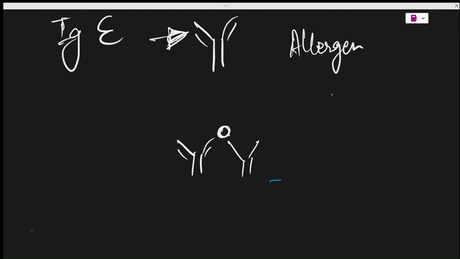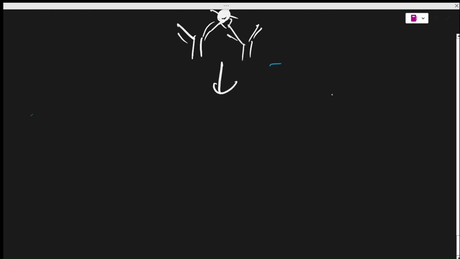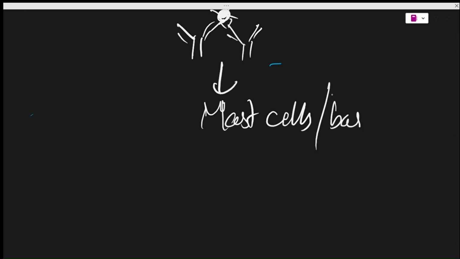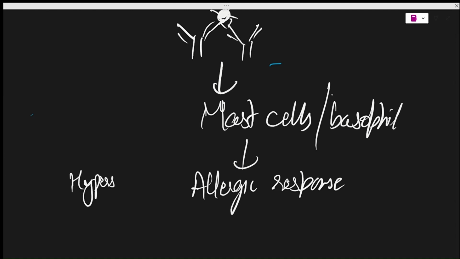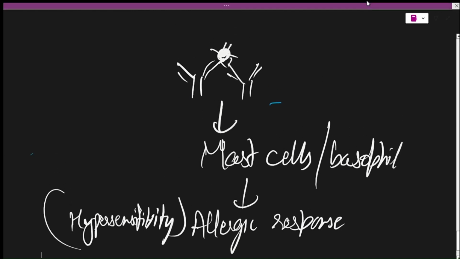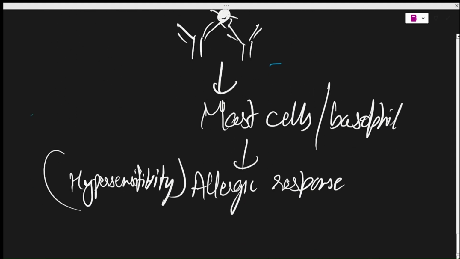IgE antibody, two antibodies will bind to a single allergen and they will go and contact either mast cells or basophil cells and thus create an allergic response. This is also called hypersensitivity. Okay, so this IgE is again very important when allergens enter into our body.